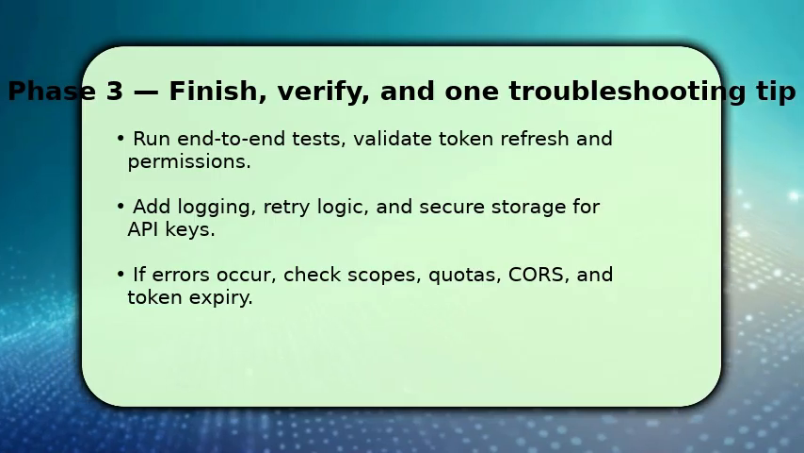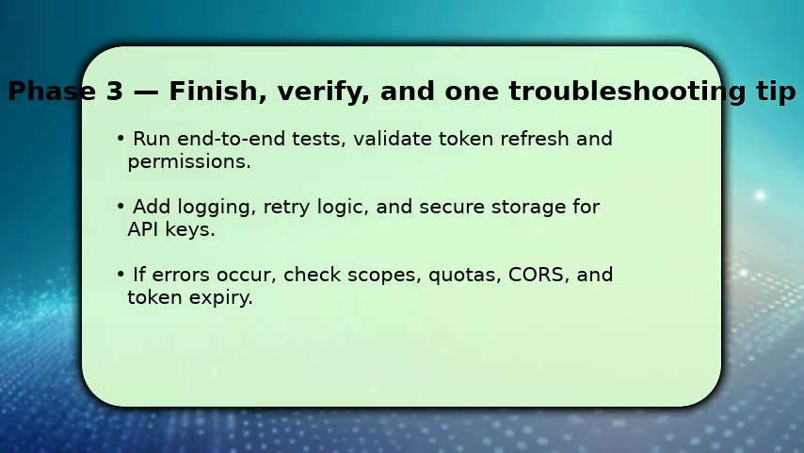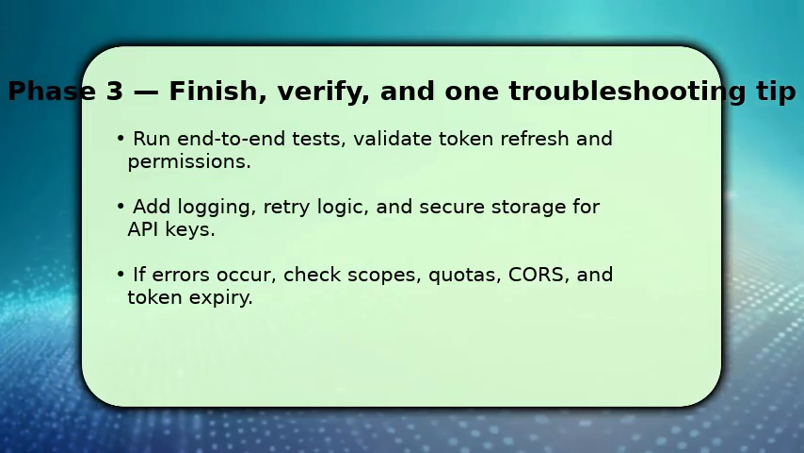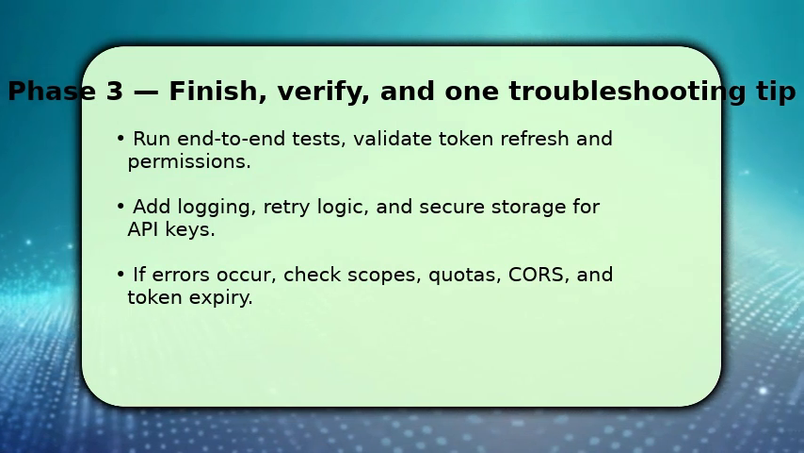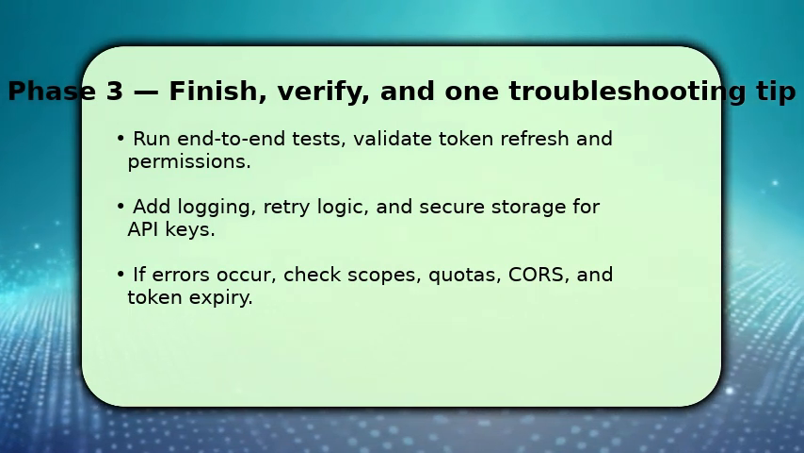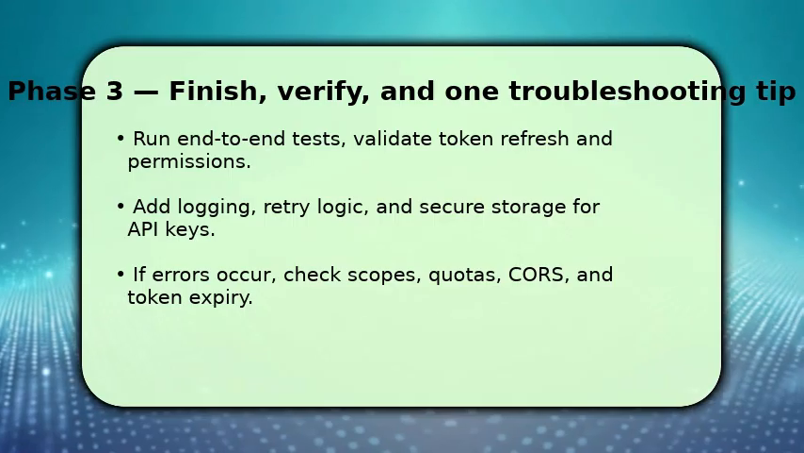Add logging, retry logic, and exponential backoff for API errors. If something breaks, first check OAuth scopes and token expiry, then quotas and CORS rules. Make sure credentials are in the right environment and retry after fixing permissions.